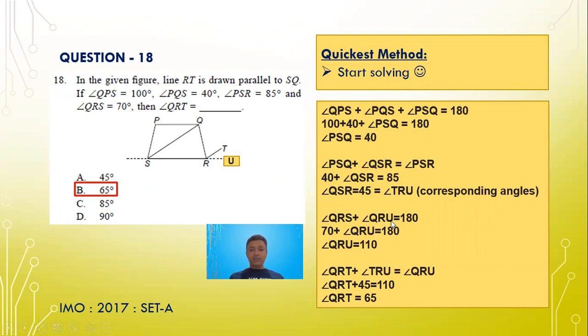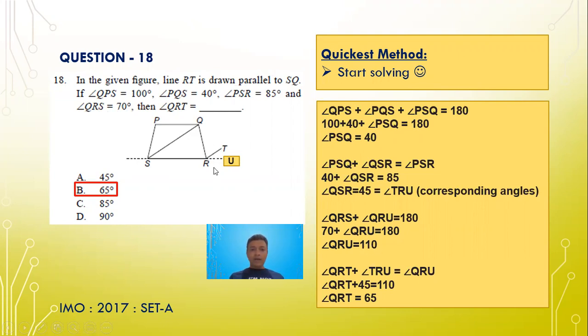Similarly, QRS plus QRU is 180. QRS, this angle, plus this whole angle will be 180, a flat line. What is QRS? QRS is 70. So 70 plus QRU is 180. So what is QRU? QRU is 110.